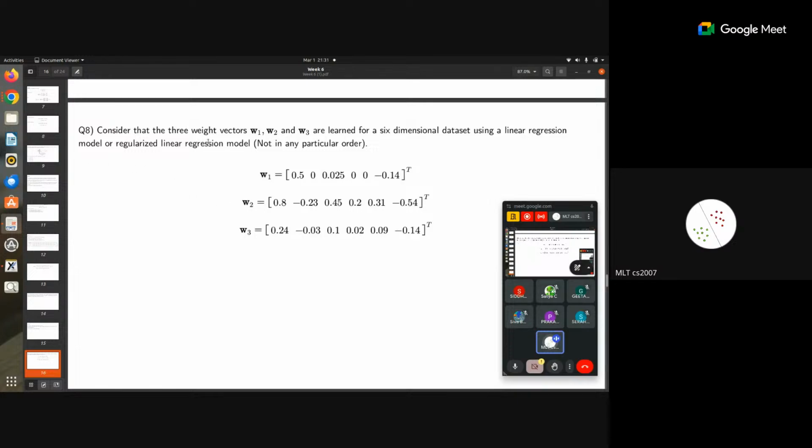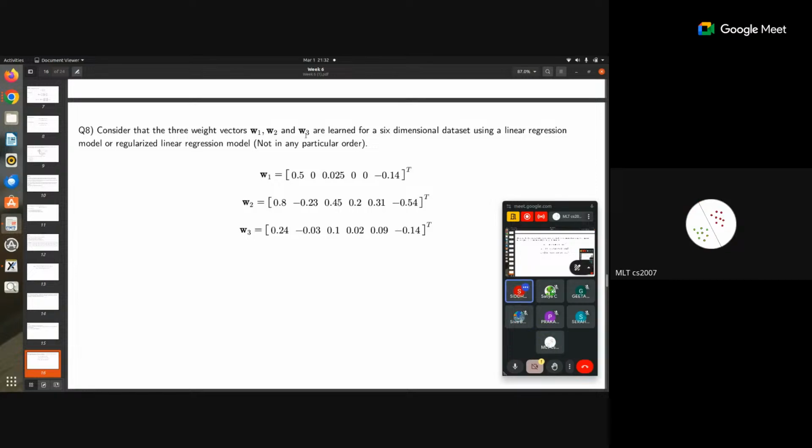Okay, consider that the three weight vectors W1, W2, and W3 are learned for a six-dimensional dataset using a linear regression or regularized linear regression model. What does that mean? Six-dimensional dataset and W1, W2, W3 are what? These are the W's we get in different models. Each xi will be of what dimension? Six. So you have six features, right?